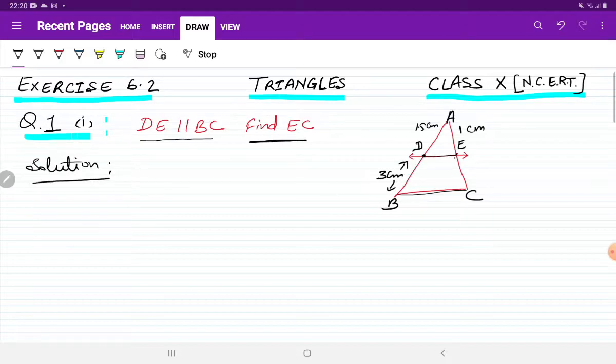In this question we are going to use Thales theorem, the basic proportionality theorem. You should know what Thales theorem is, the statement, what you have to prove in Thales theorem, and how and where you can use it. So before starting our question, I just want to tell how we can use Thales theorem.